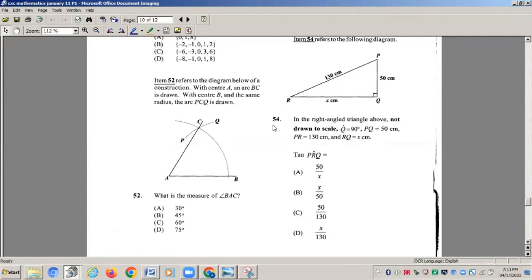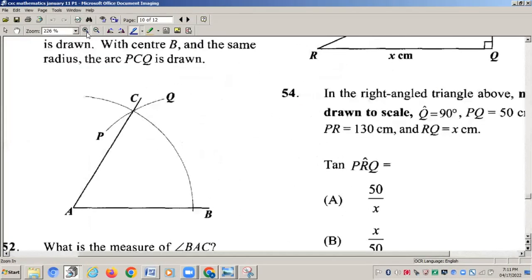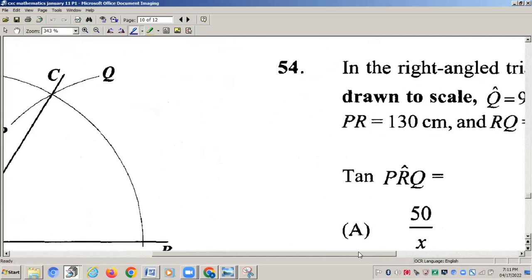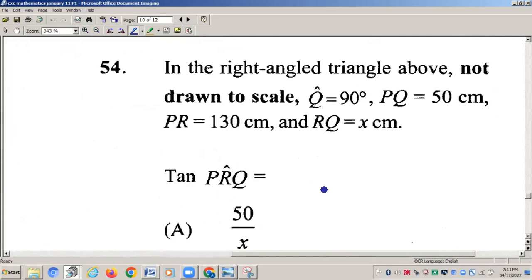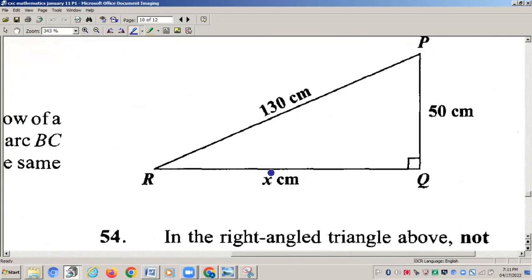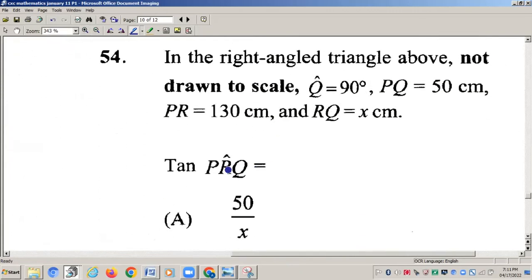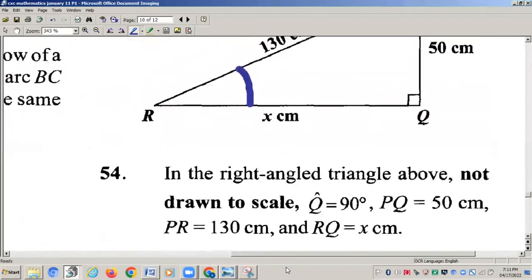50 over x. Correct. So what does it say? What is tan PRQ? So where's the reference angle? The reference angle is right there. Look at it. Tan PRQ. So the reference angle is there.